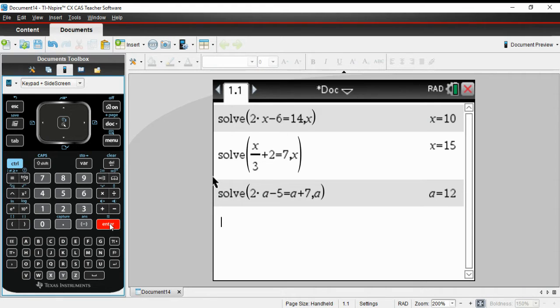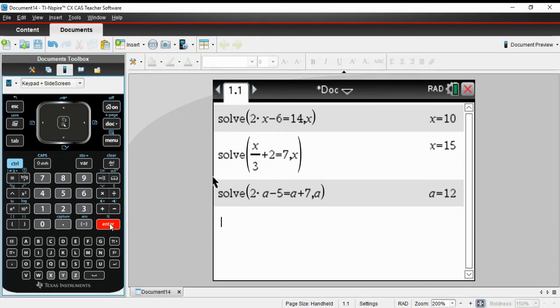Done. Now, again, it didn't have to be x, it's just any pronumeral. And in this case, a is equal to 12. So you plug it back into the equation, you'll see 2 times 12 is 24. Take away 5 gives you 19. So the left-hand side equals 19. On the right-hand side, you've got a plus 7. So 12 plus 7 gives you 19. Both sides are equal. We found our value of a to be 12.